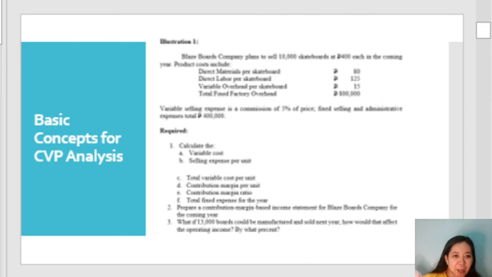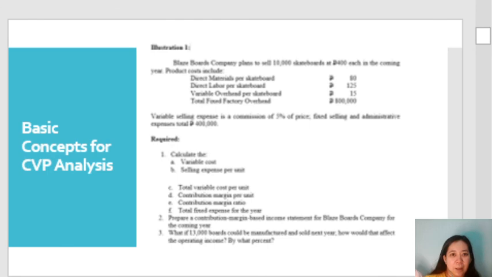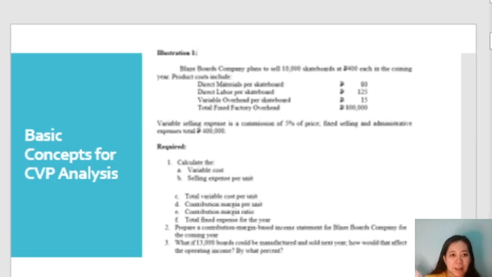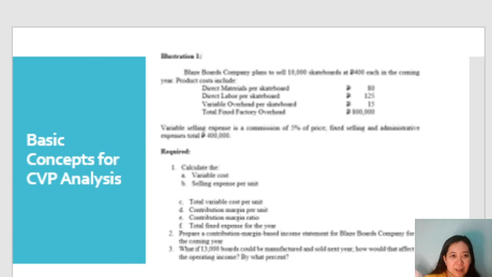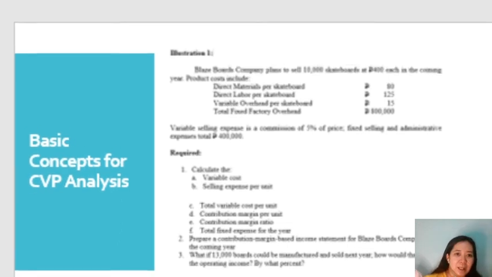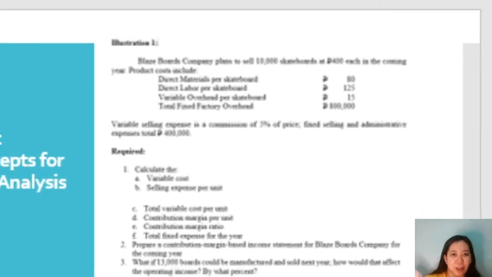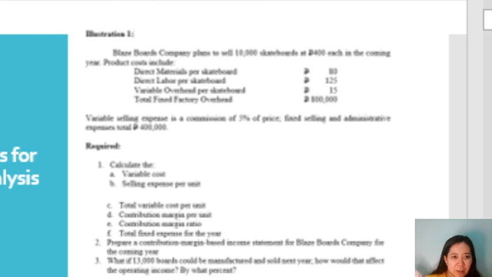So we have here the illustration or example of a problem that is related to CVP analysis. I don't know if you can actually see the figure, so I'm going to adjust it for you. It's quite blurry.